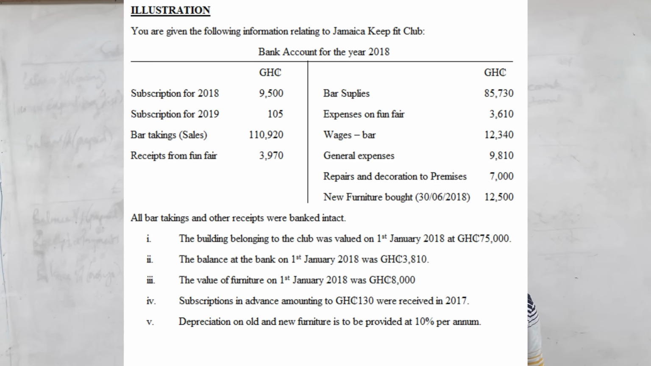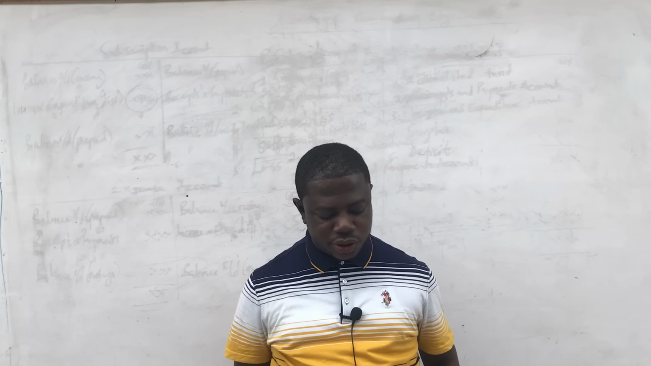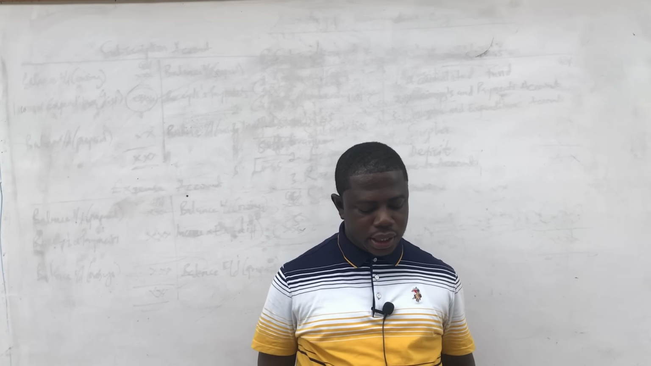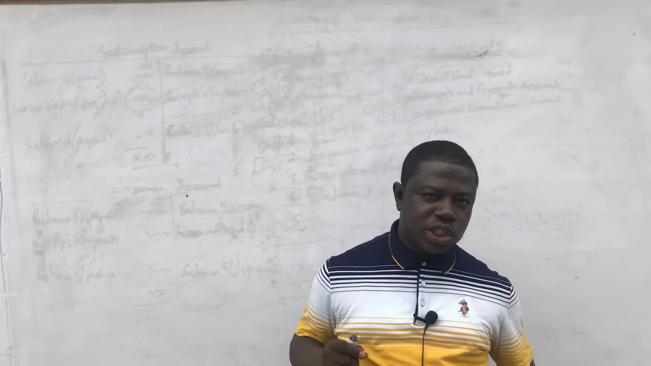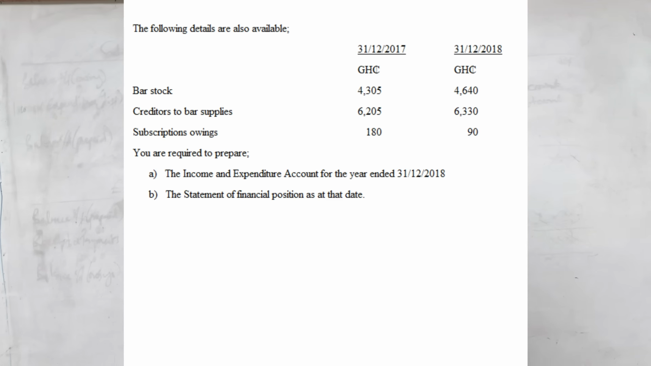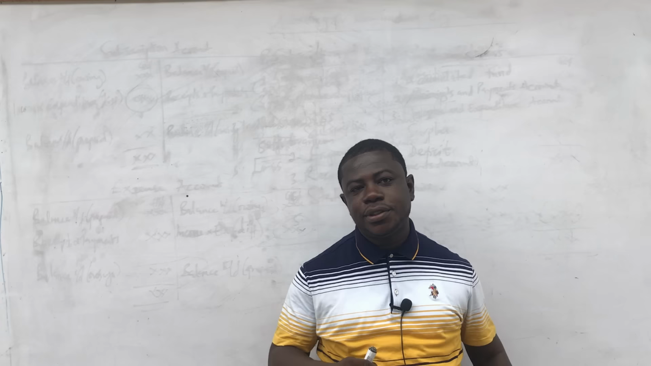And then finally we have depreciation on old and new furniture. Okay, so we've mentioned that already, 10%. But we are going to apply the 1 month ownership basis. Take note. And then we have some closing and opening balances for the bar stock and then the creditors to bar supplies. All that will relate to the bar trading account. And then we have subscription owing at the beginning and at the end. We are going to use that to prepare our subscription account.